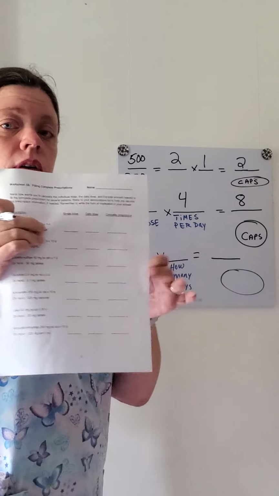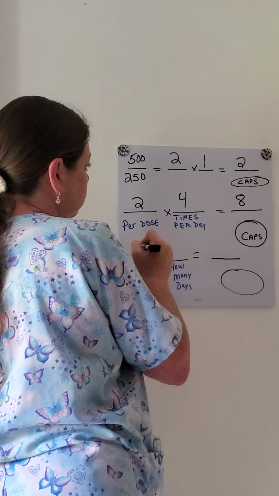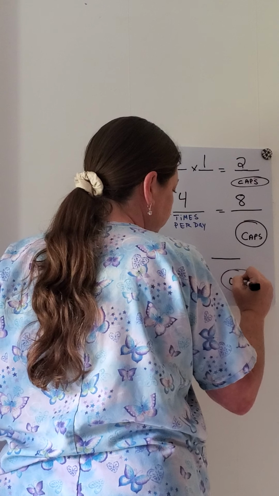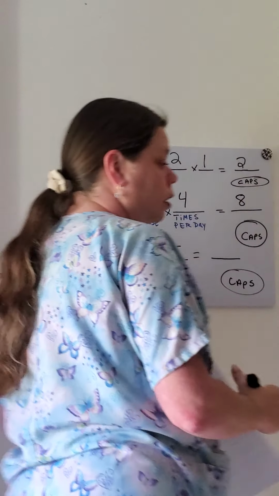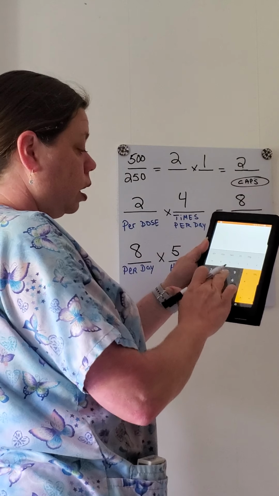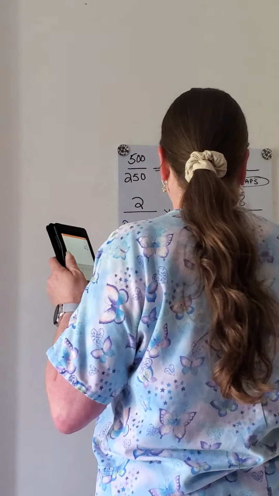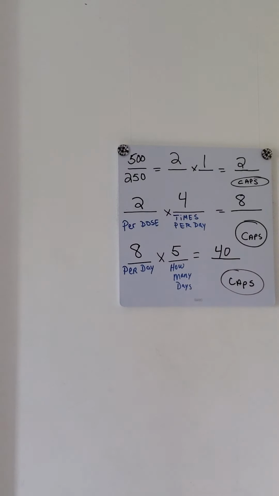For how many days? 5D, 5 days, right? You're going to bring this number down here. So it's just, you're constantly bringing your answers down. We have 8 caps per day. Remember, that's not going to change. Times 5 days, okay? If you need your calculator, use it. If you don't, right? 8 times 5 equals 40. So the total amount that we're going to give to the patient to make sure that they have enough is 40 capsules for this entire prescription.